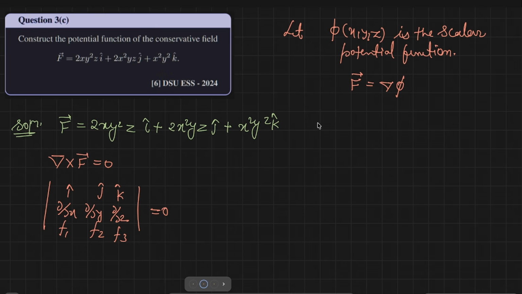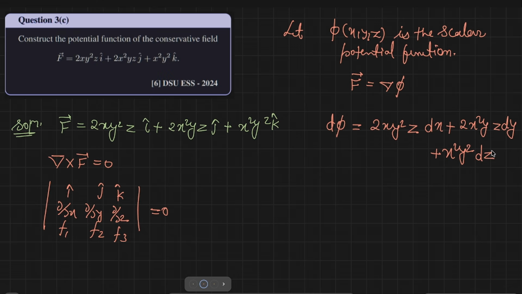When I take the limiting case or the integration, d phi is equal to 2xy square z, and instead of i you write dx. Then you write 2x square yz dy plus x square y square, and then write dz. Just try to understand. This is x and y with z, this is x and y with z, this is x, y, z with y.